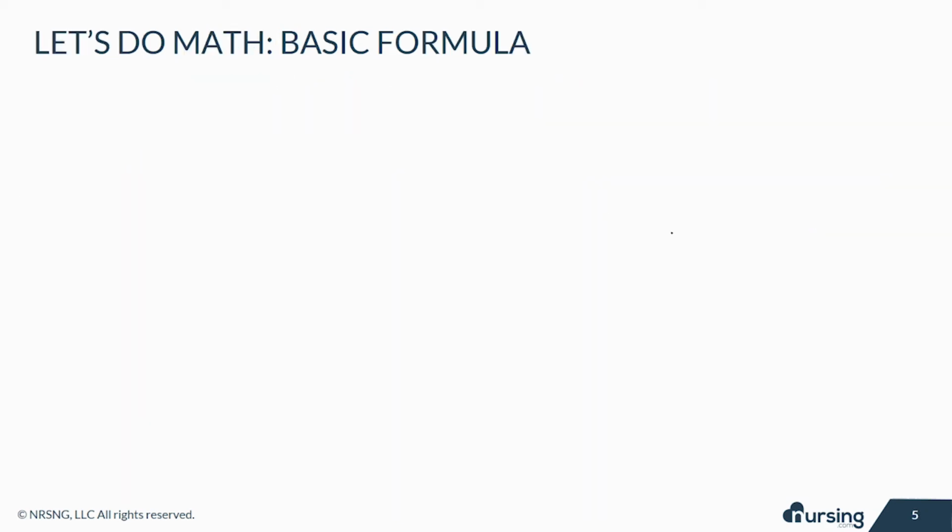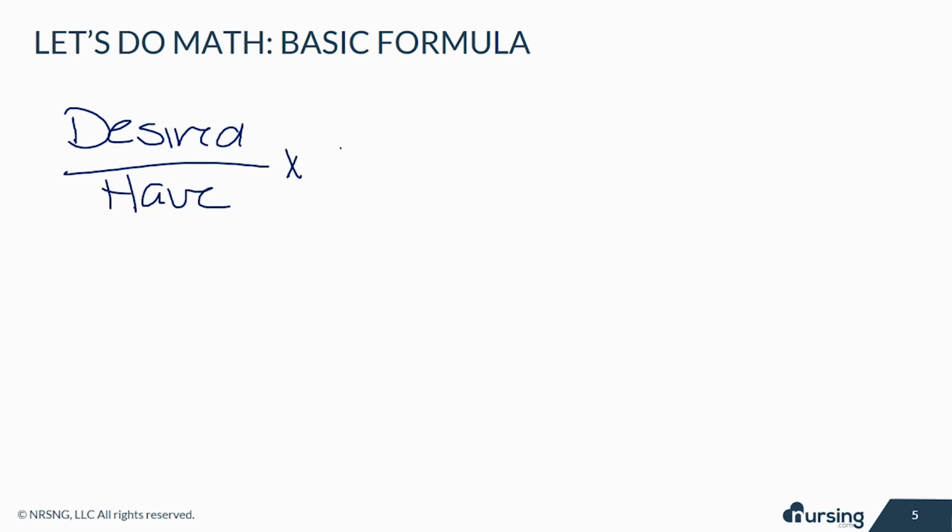So enough of the technical stuff, let's do some math. That's what you came here for. So first we're going to look at basic formula. This is what we're going to work with. There are several different methods out there, but basic formula is exactly as advertised, guys. It's very basic and straightforward. It very simply is desired over have times vehicle, and this equals the amount that you want to give.